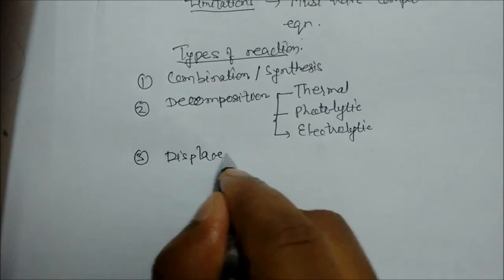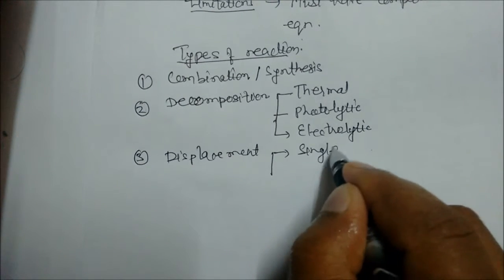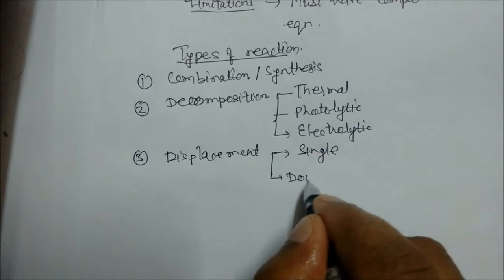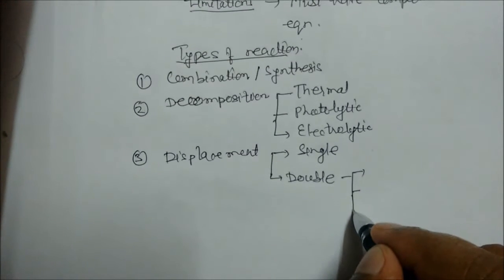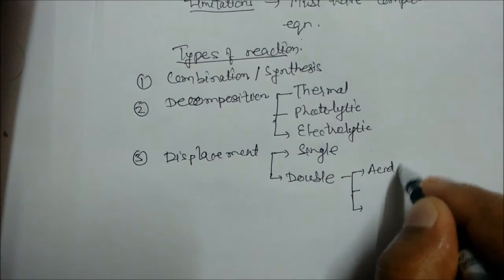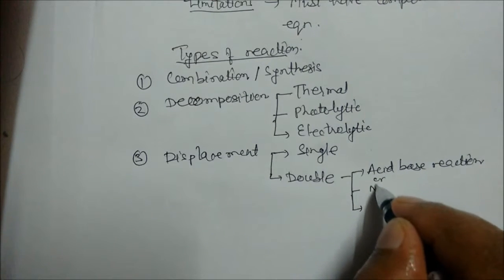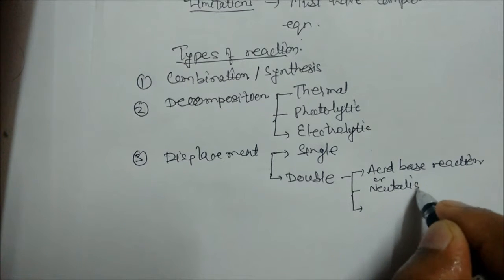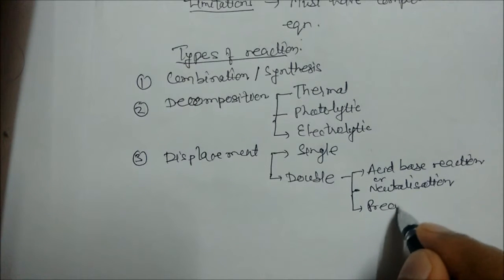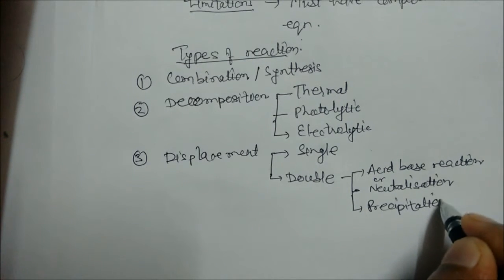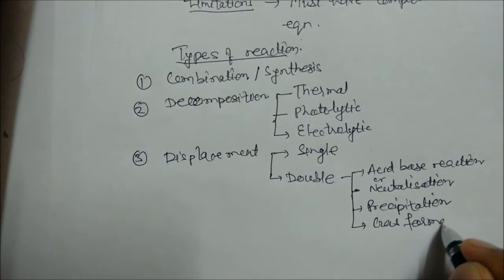Third is displacement. Displacement is again two types: one is single, next is double. Double is again classified into different types. One is acid base reaction, which is also called neutralization reaction. Next we can take precipitation, and third we can take gas formation.